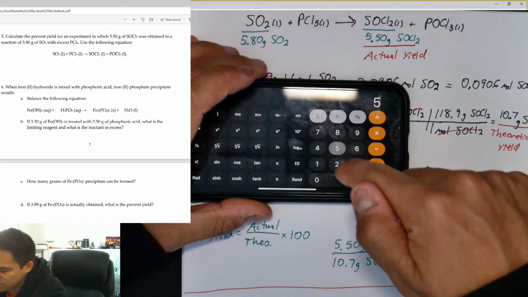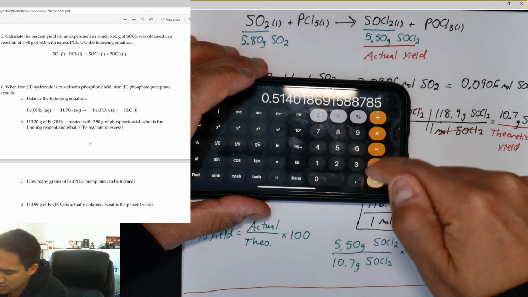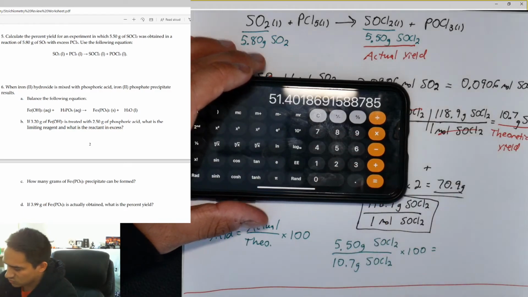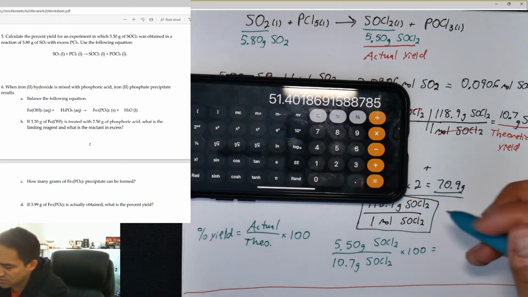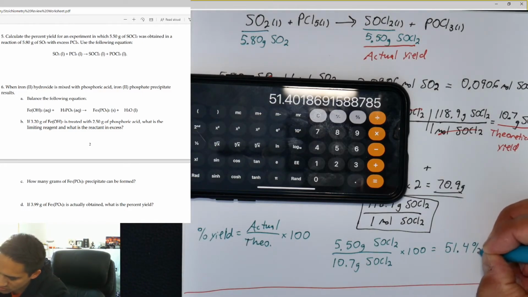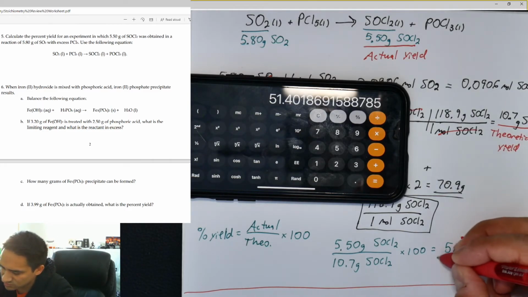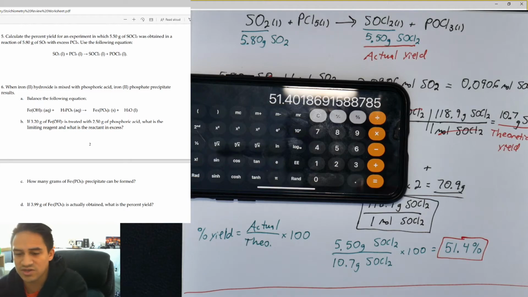So 5.50 divided by 10.7 times 100, and we get, rounding to 3 significant figures, 51.4%, which is not a very good percent yield. Again, you want to get as close to 100 as you can, and that is not very close.